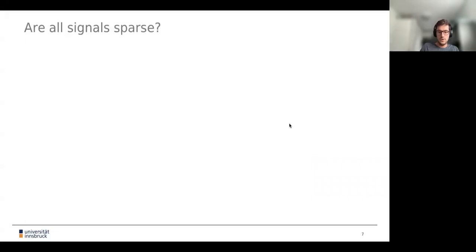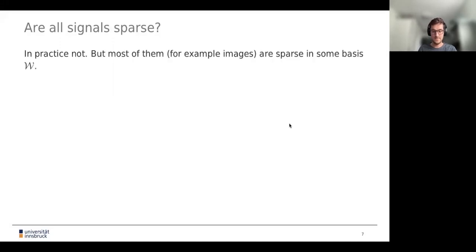So you might ask yourself, well, I showed you this nice image of a brain, but is this really sparse? Or are signals in general really sparse? And the answer is, in practice, not. But most of them, if you think of images, are sparse in some different basis. If you think of this W here as some form of wavelet basis, then it's well known that if I take an image and transform it into a wavelet basis, then it is approximately sparse. So we can assume that it's sparse in some wavelet basis. The same holds for audio signals. So most natural signals are sparse in some different basis.